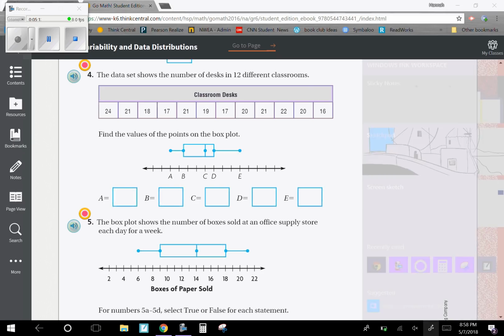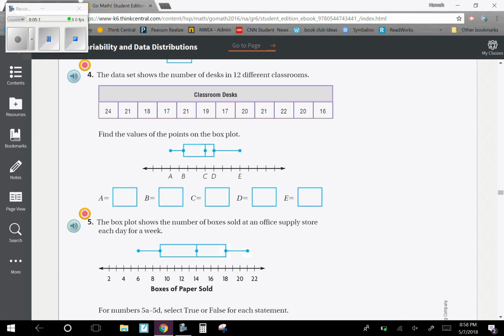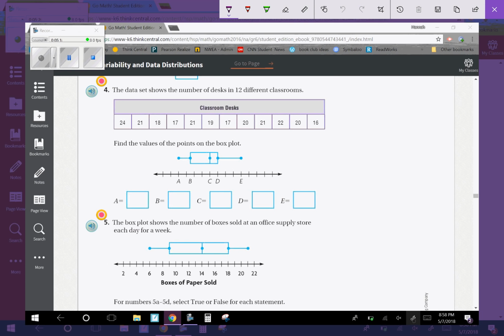Number 4. There we go. Number 4, the data set shows the number of desks in 12 different classrooms. That shows that right here. Find the values of the points on the box plot. So we need to find these values.